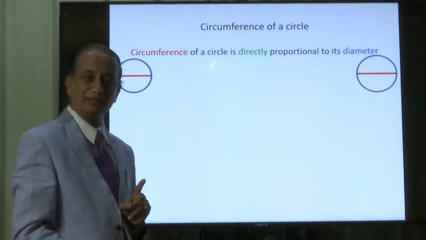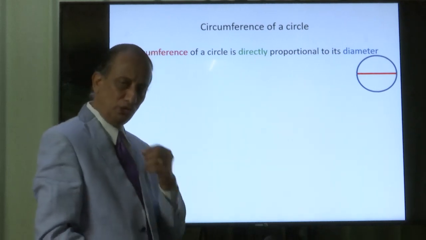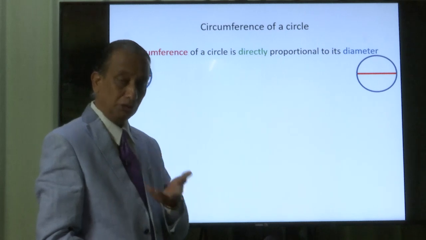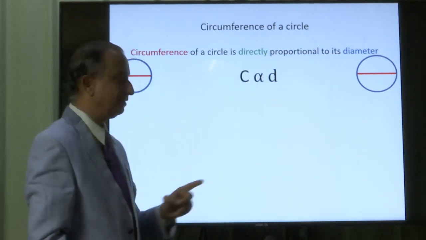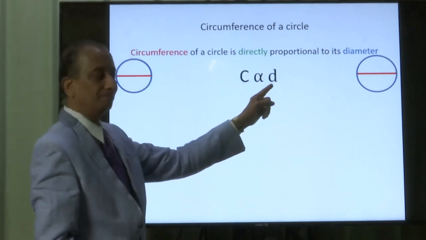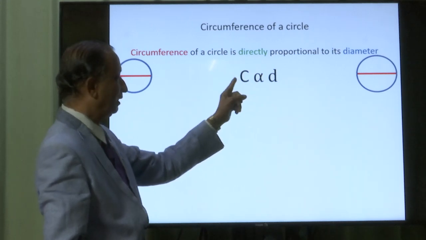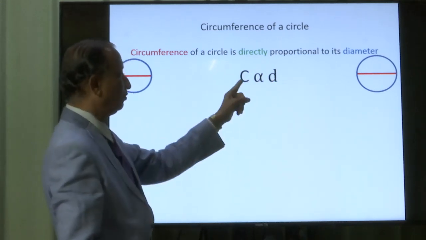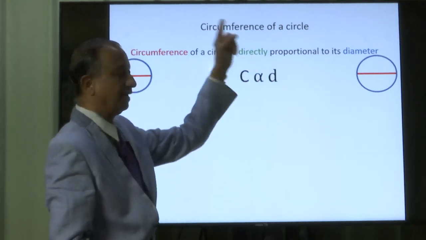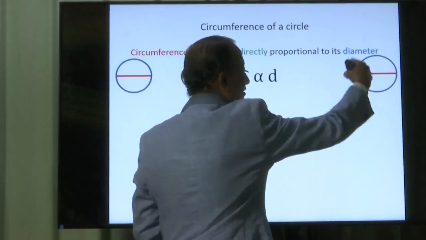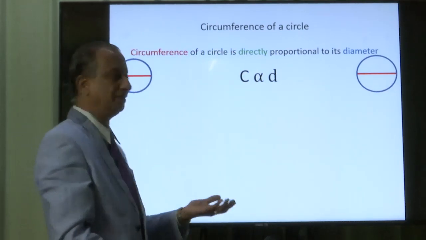So, the circumference of a circle is directly proportional to its diameter. What do you mean by this statement? Direct proportion. Symbolically, we write this as C ∝ D. This is alpha from Greek, read as proportional to. Here both of them are in the numerator. Therefore, you must read it as C directly proportional to D. In other words, as the diameter increases, the circumference increases, and as the diameter decreases, the circumference also decreases.